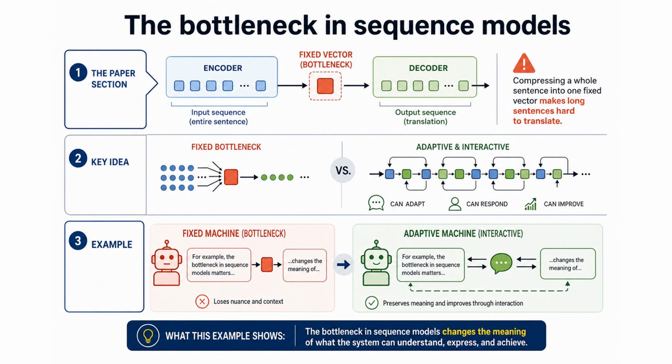The bottleneck in sequence models. Older encoder-decoder translation compressed a whole sentence into one fixed vector, which made long sentences hard to translate. For example, the bottleneck in sequence models matters when we compare a fixed machine to one that can adapt, respond, and improve through interaction. What this example shows is how the bottleneck in sequence models changes the meaning of the paper's central argument. This matters because it helps explain why this paper became one of the foundation stones of AI history. Once that is clear, the next step is attention as alignment, because that extends the paper's argument in a more concrete direction.